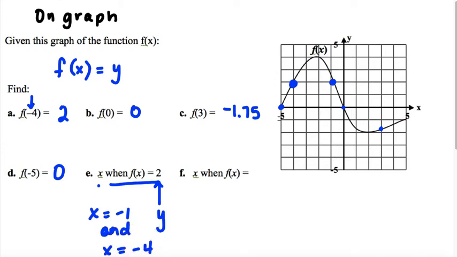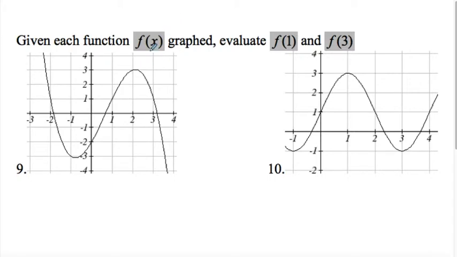All right, let's look at a couple more examples. Given the function f of x graphed, evaluate f at 1 and f at 3. So I gave you two different f of x's, two different functions. So we're going to say this one's f of x and this one's f of x. Two totally different questions. So f at 1, I go to the x of 1. So f at 1 equals 1. Now remember in our last video, we talked about the fact that that is the coordinate point on the graph, right?